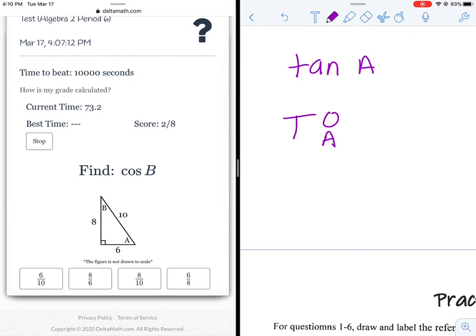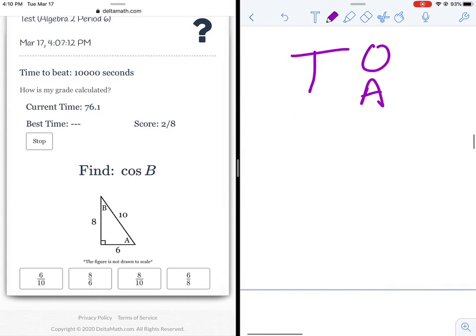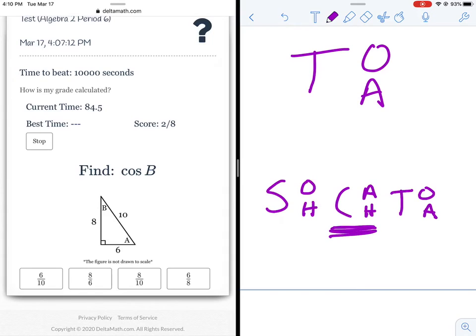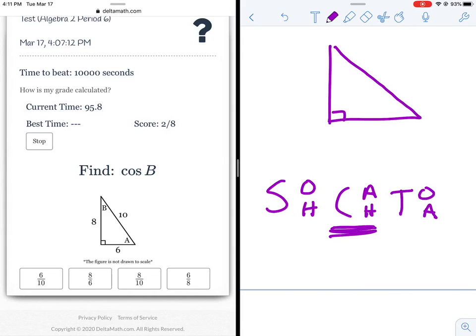Cosine of B. Again, I'm always going to keep writing this SOHCAHTOA. Okay, cosine is adjacent over hypotenuse, but now they're telling me angle B. So I'm using where angle B is. When I find these angles, I'm just going to draw this quick. I'm using angle B. My hypotenuse is 10. My opposite is 6. And my adjacent is 8. So if I'm finding cosine, that's adjacent over hypotenuse, so 8 over 10, which is this third option.